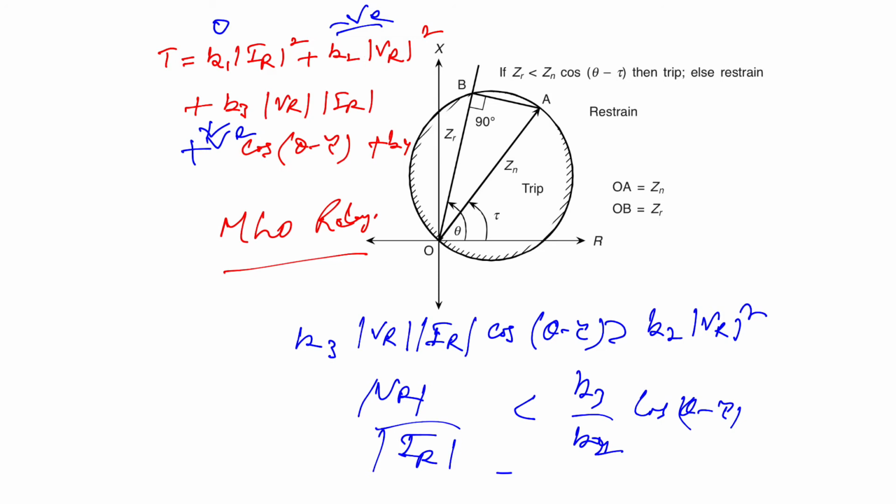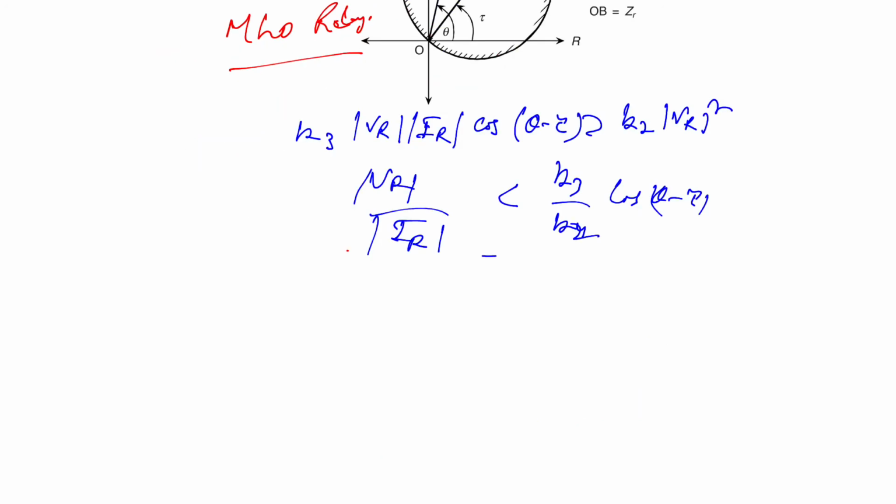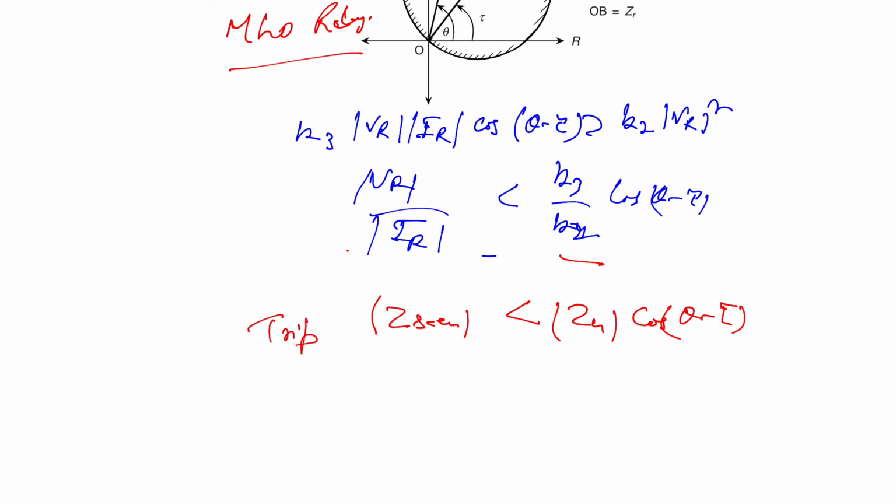Now, as you have observed, we have assumed that VR by IR is equal to this Z seen. So VR by IR is equal to Z seen. So the magnitude of Z seen is less than Zn cos of theta minus tau. In this case, we have assumed this as Zn. Then it will trip, otherwise it will restrain. So if Z seen is less than Zn cos of theta minus tau, then it will trip, otherwise it will restrain, and theta is the phase angle between the voltage and current which is fed to the relay.